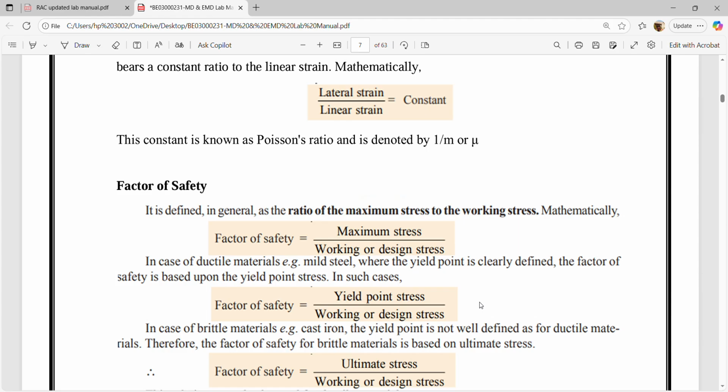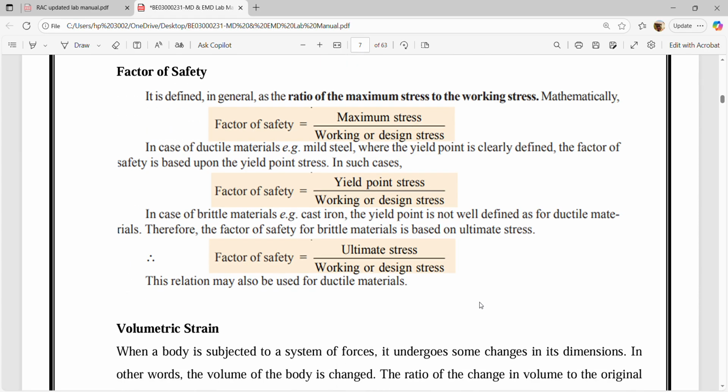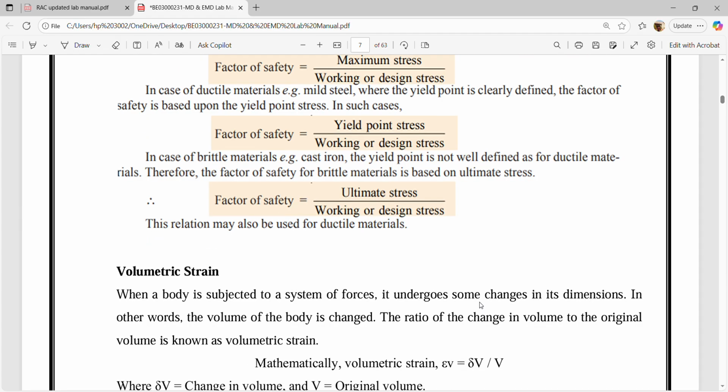In case of brittle materials, that is cast iron, the yield point is not well defined as for the ductile materials. Therefore, the factor of safety for brittle materials is based on ultimate stress. Here we can see factor of safety is equal to ultimate stress upon working or designing stress. This relation may also be used for ductile materials.